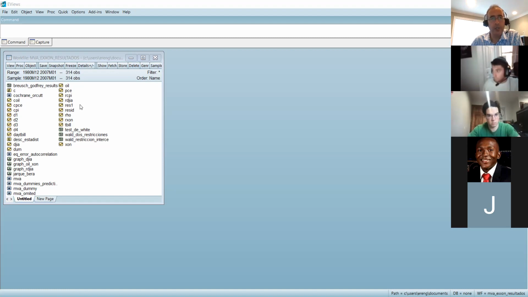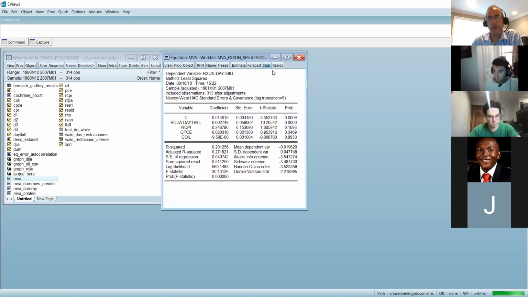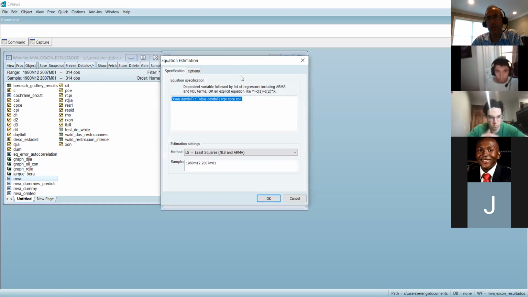Okay, so let's open the normal equation. I think we call it MVA. So this is my normal regression, guys, if you go estimate. So my model is the Exxon returns of ExxonMobil minus the day T-bill. Day T-bill is my risk-free. My risk-free, guys, is the interest rate that basically stays constant, okay? And if I don't want to invest in risky portfolios, that's where I put my money.